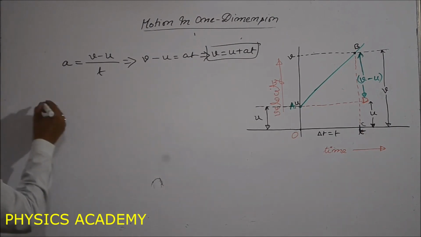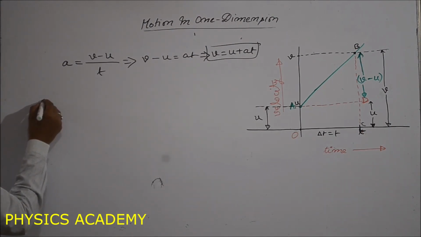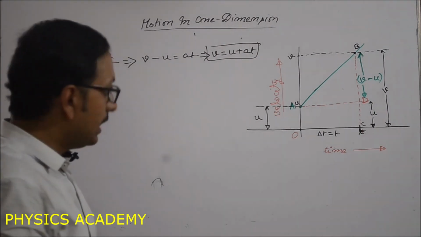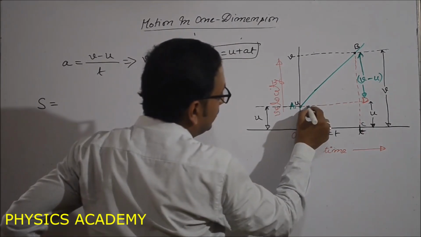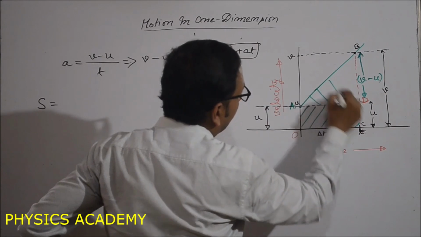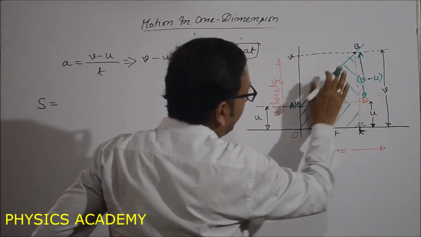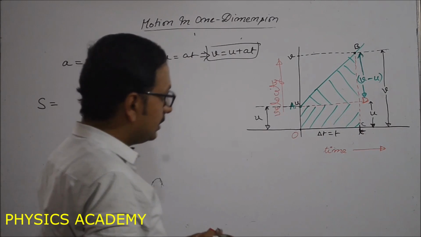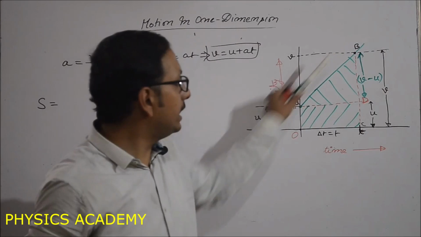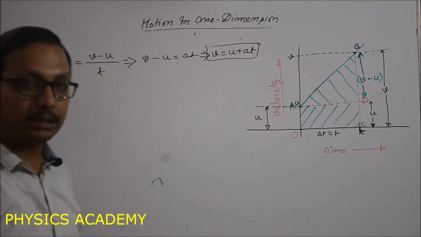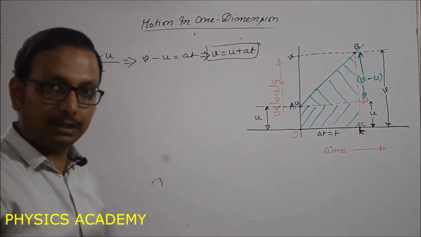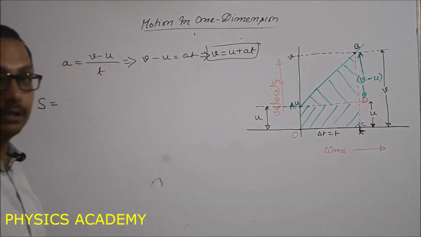Now let us find out the displacement. Displacement is denoted by s, and you need to remember that it can be found by calculating the area under the graph, that is under the line AB. The area under this graph gives you the displacement within that time, from point A to point B when the car moved.